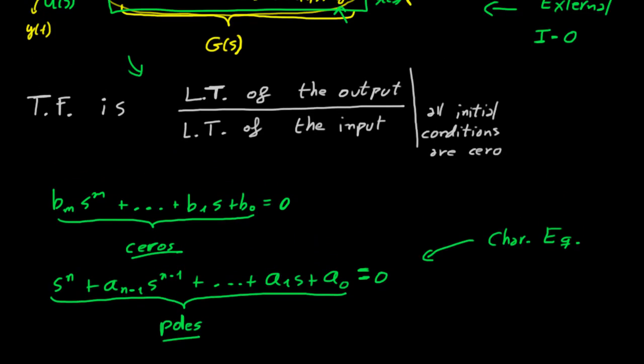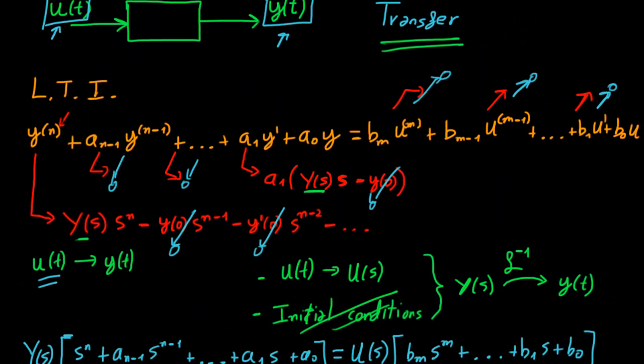The second remark has to do with causality. If you remember our video on differential equations, we mentioned that this order of differentiation here should be greater than or equal to this order of differentiation here, that is, n should be greater than or equal to m. And this is to preserve causality. For the system to be causal, this must hold.